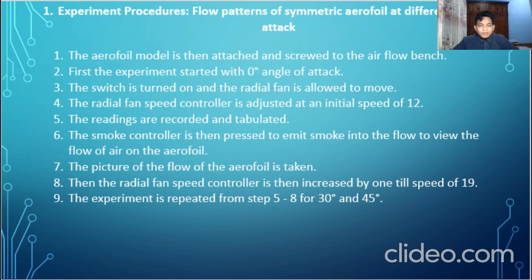Next, the smoke controller is then pressed to admit smoke into the flow to view the flow of air on the aerofoil. Next, the picture of the flow on the aerofoil is taken. Next, the radial fan speed controller is then increased by 1 until a speed of 19.